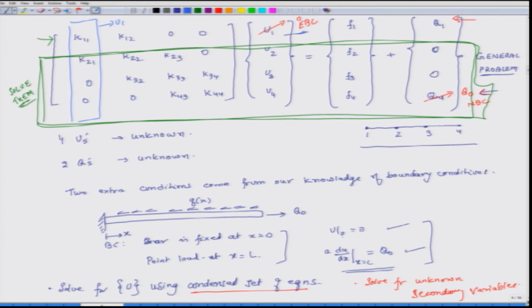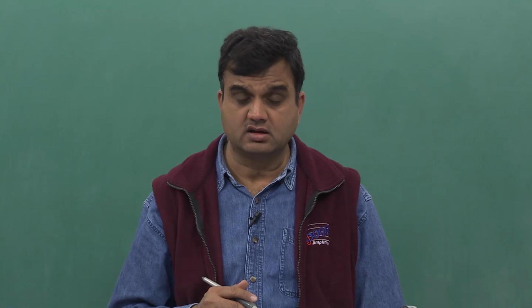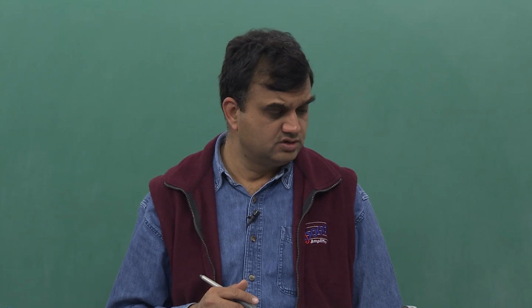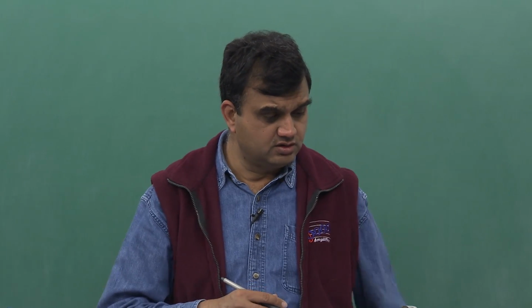So, not only should we remove a certain number of rows, but an equal number of columns from the system of equations, so that we get an n by n K matrix, and using this we solve for the unknown primary variables. This is something I wanted to mention, because I think I forgot it in that class, and you may be getting confused. So, I just wanted to bring it to your notice.